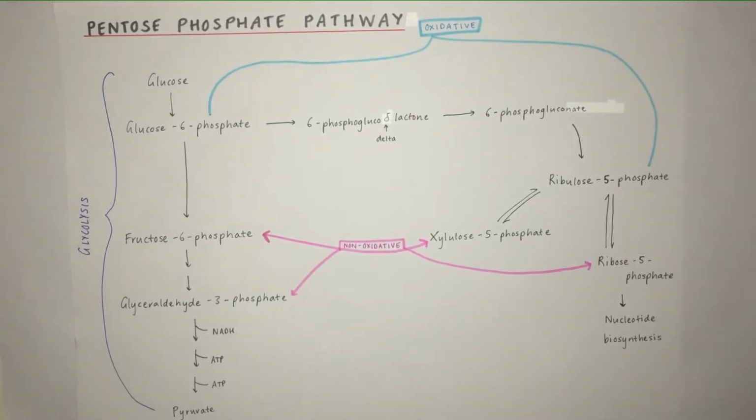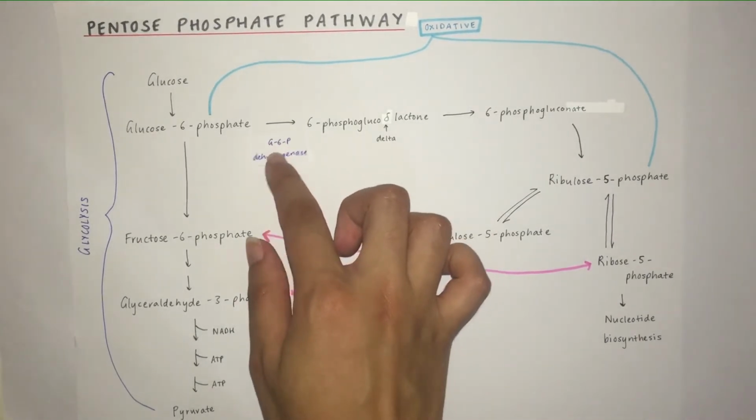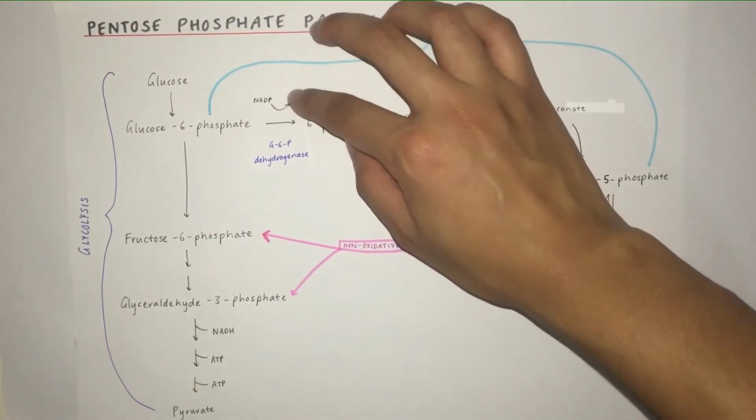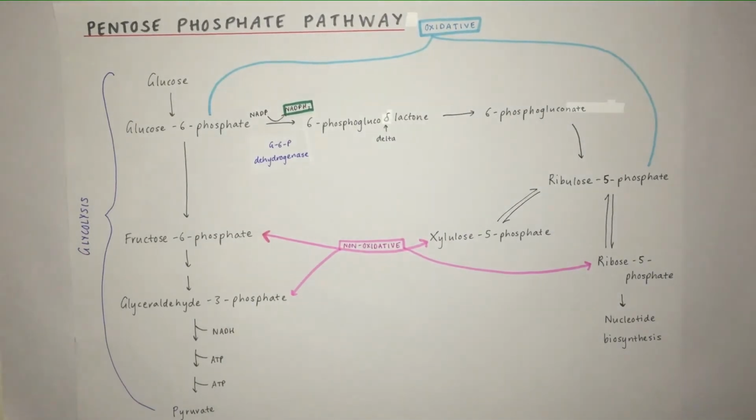So glucose 6-phosphate, first of all, becomes 6-phosphoglucodelta-lactone by the enzyme glucose 6-phosphate dehydrogenase, which I've abbreviated to G6P there. And in this process, an NADP becomes an NADPH.